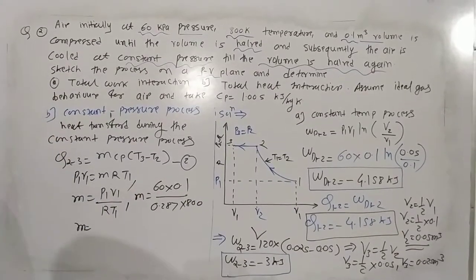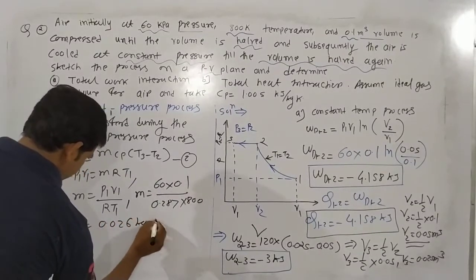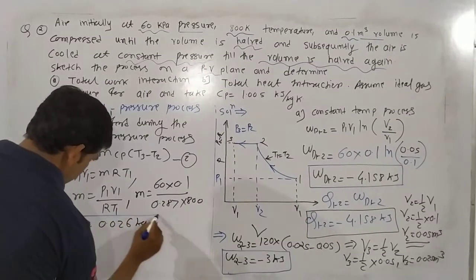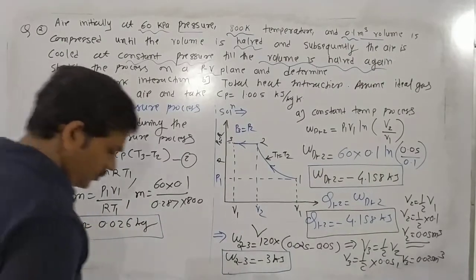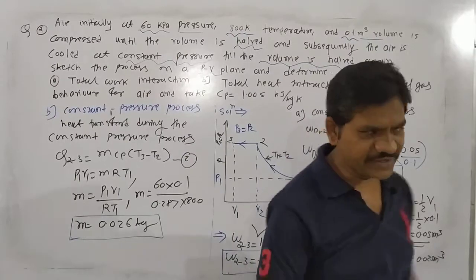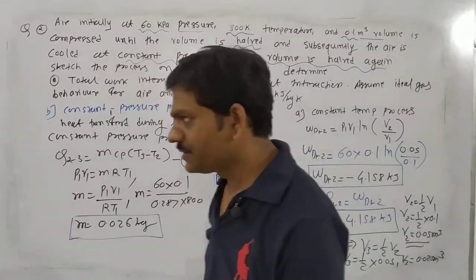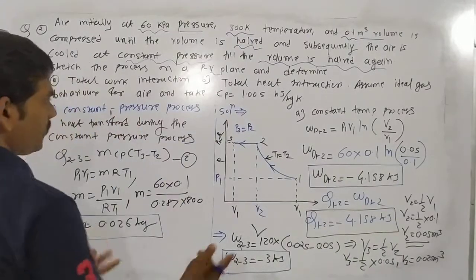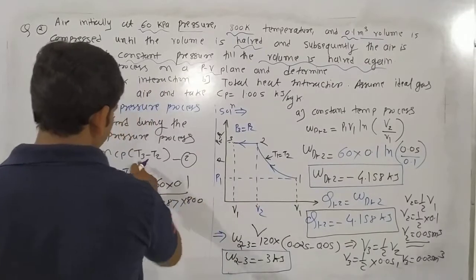Do the calculations. It is 0.026 kg. So this is the mass of air present. Now after this, what do we require? The value of T3, because T2 is equal to T1 in the constant pressure process. Same, T1 is equal to T2. So we require T3.